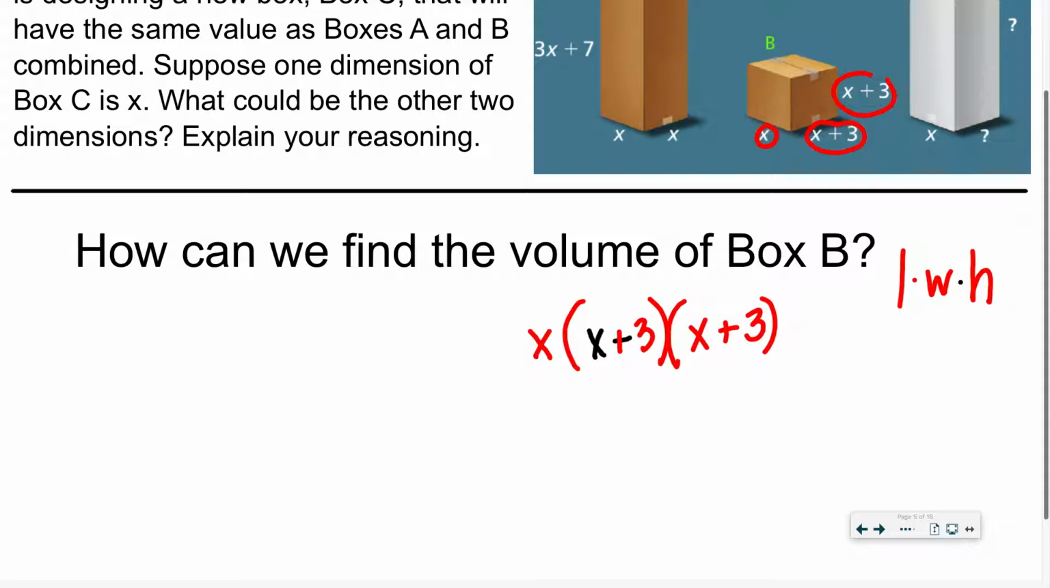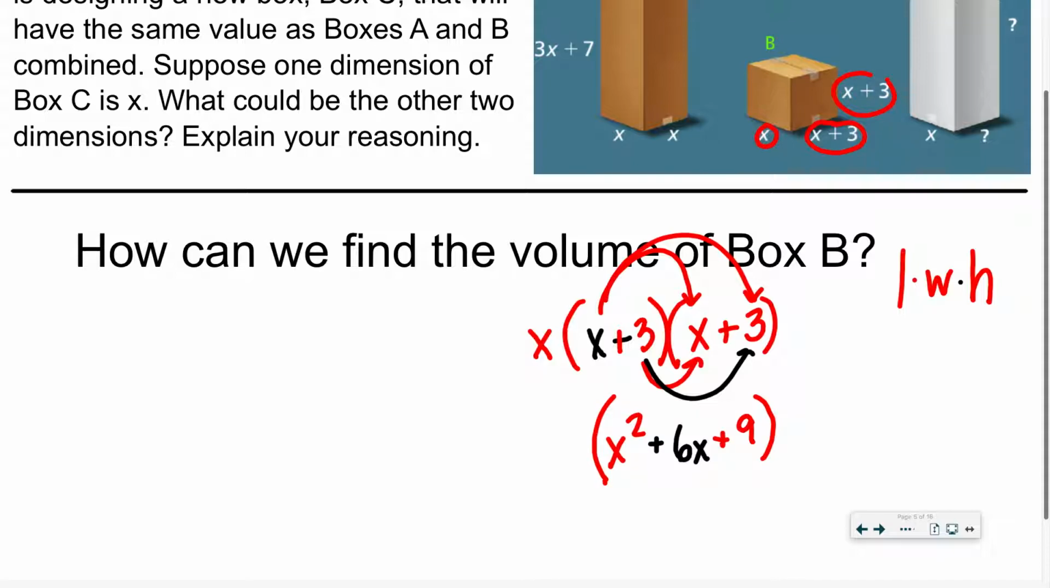x plus 3 squared. Okay, so you want to do this first. If you want to use that strategy that we learned last week, you could, or you could distribute or FOIL it out. If I did that, I would have x squared plus 6x plus 9. But I still would need to multiply it by what? x. And what would you get if I multiplied that through? x to the third plus 6x squared plus 9x.